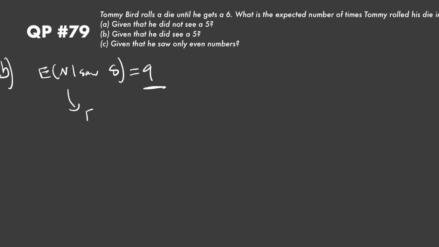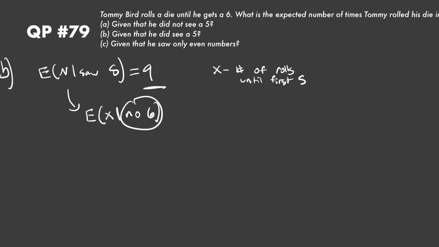So for our 2 parts, let x be the waiting time until we see a 5. That's given that we do not see a 6. So the expected value of x given no 6. We're saying, what is the number of rolls until our first 5 when we do not see a 6 first? That's the first part of our expected value. And then next we can add on the expected value of y. That's just going to be the expected number of rolls in general to see a 6 from any point.